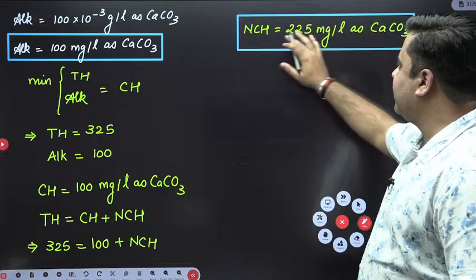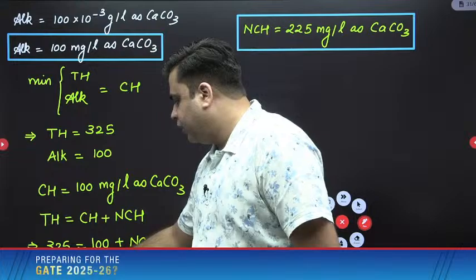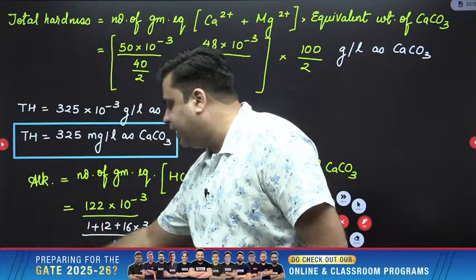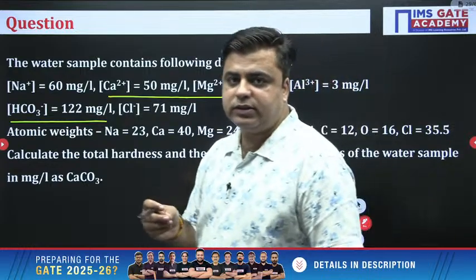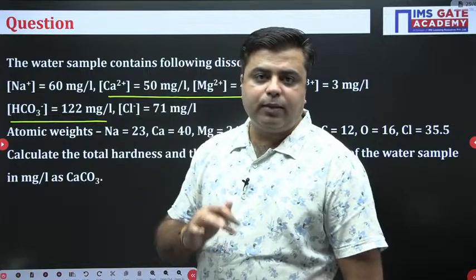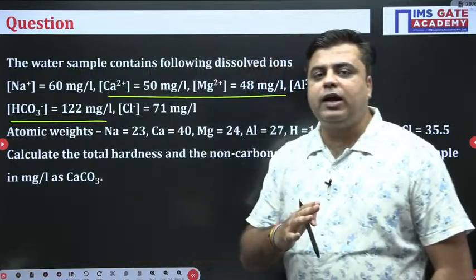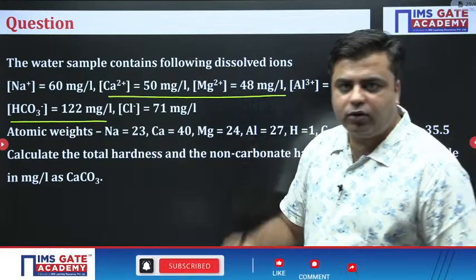So non-carbonate hardness is 225 milligram per liter as CaCO3. Okay. So basically when you have these varieties of question, what you need to do is first find out total hardness, then find out total alkalinity. Minimum of them will be carbonate hardness, and then using total hardness equals carbonate hardness plus non-carbonate hardness, you can calculate the non-carbonate hardness.